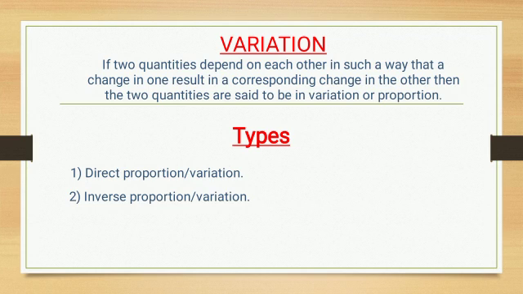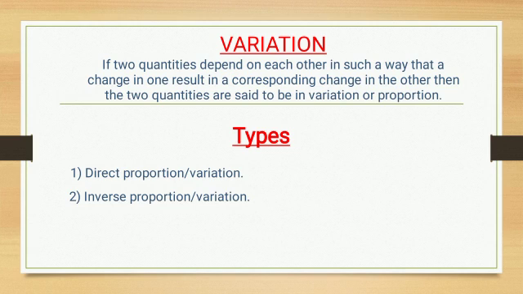In the example I have given you, the second quantity depends on the first one. That means both are in variation. Here I have also used the second word, proportion. They are not different things; both have the same meaning, right? In some books they use the word variation, and in others they use the word proportion. So don't get confused between the two words. You can use either of them, right?